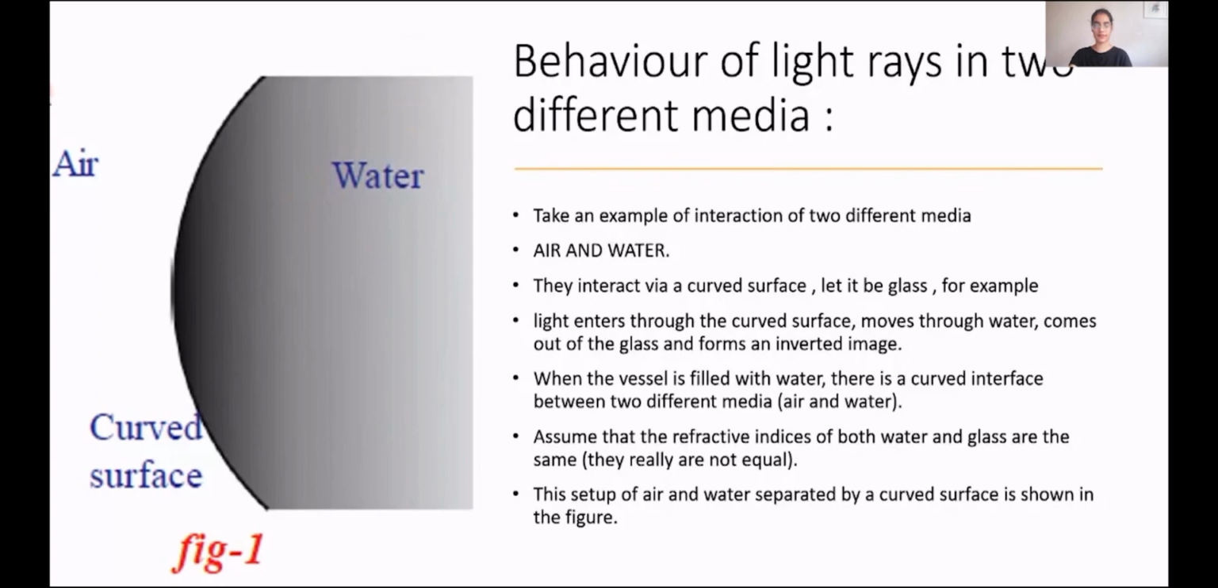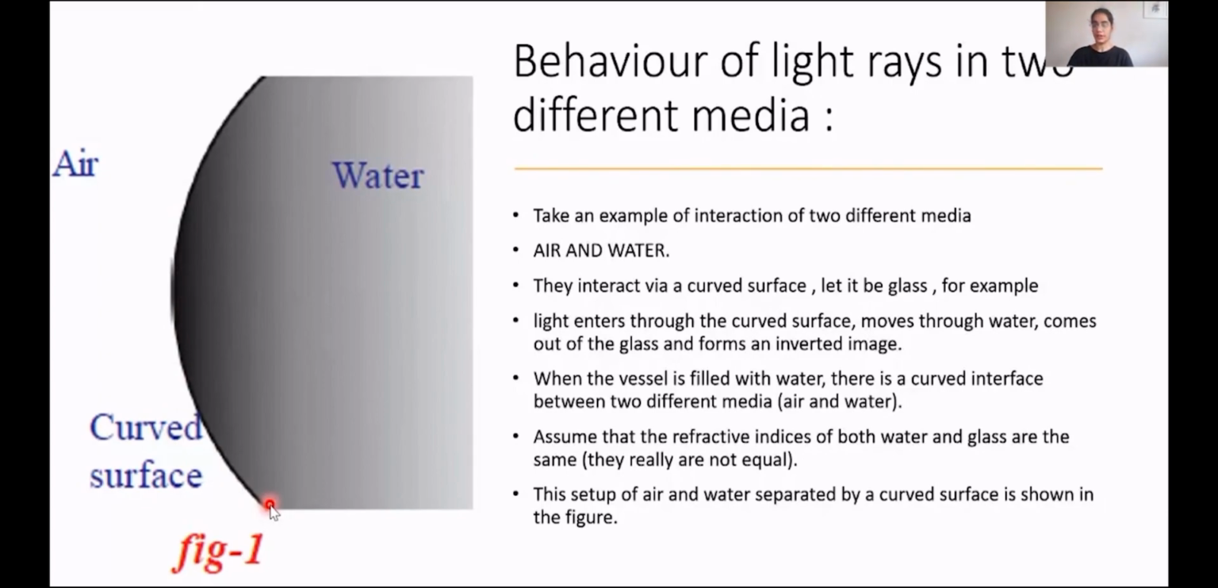This is air, this is a curved surface, and this is water. This curved surface could be glass at this moment, or you could take any other curved surface. We just have to see how light reacts or how light penetrates another medium when the point or the plane at which the incident is going to take place is not a straight line, it is a curved surface.